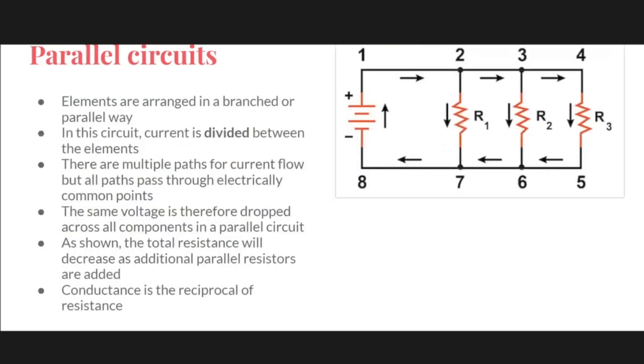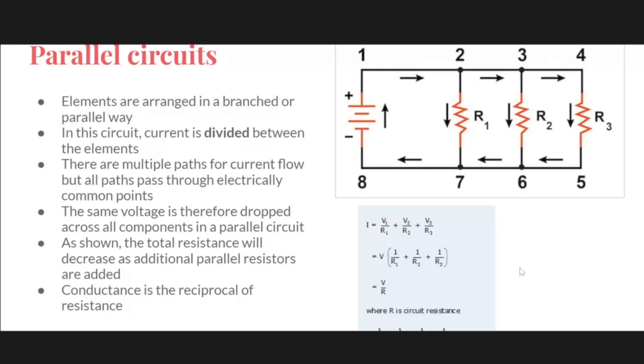And then moving on to a different type of circuit, which is a parallel circuit. This is a slightly more useful type of circuit because the elements are arranged in a branched way, which means the current is divided between the elements. So the current could flow from 1 to 2 to 7 to 8, or 1 to 3 to 6 to 8. These are termed common points. And so the voltage will drop equally between each of the pathways, if that makes sense.